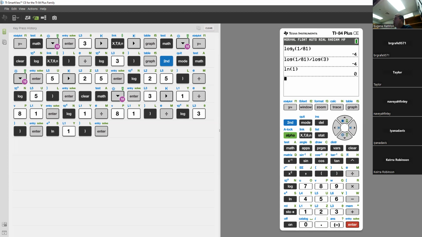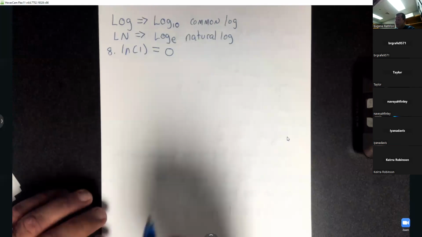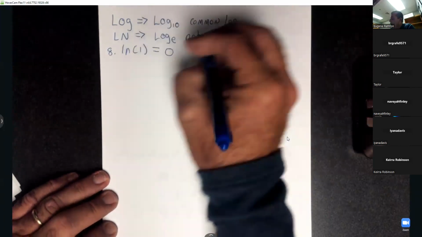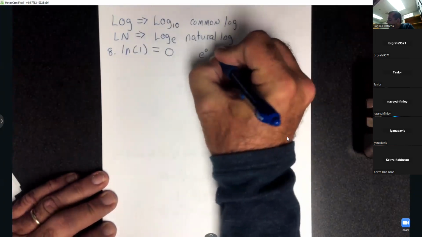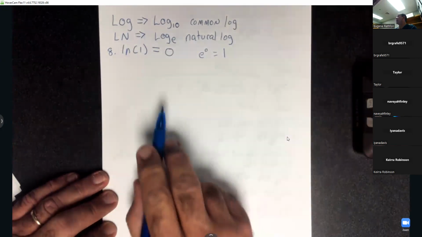So you can do that with the log on here also. Put in a log. So hit your log button. Put in a 1. Guess what? It's still going to give you a 0. So if that result is a 1, the only exponent that'll make that happen is that 0, okay? Because remember, this is the e to the 0 equals 1 when you check it.